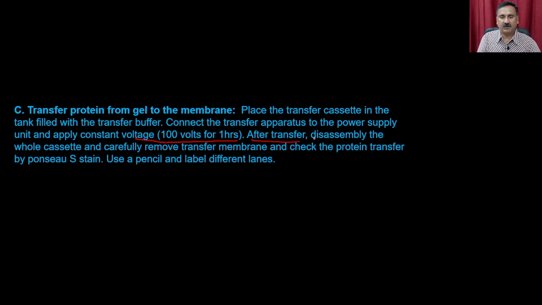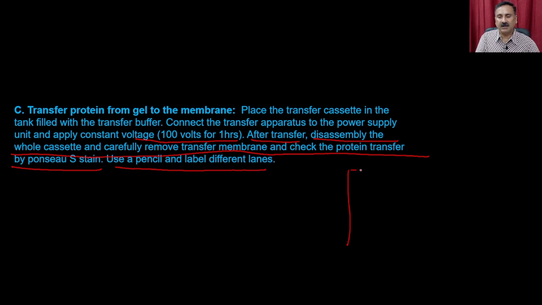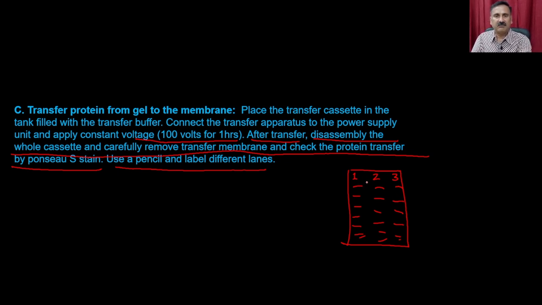After the transfer, you disassemble the whole assembly and carefully remove the transfer membrane and check the protein transfer by Ponceau stain. Use a pencil and label the different lanes. Initially, since you are doing a Ponceau stain, you're going to see the bands. So you take the pencil and write lane number one, lane number two, lane number three, like this, because the pencil writing is going to remain there. You cannot use a permanent marker because the subsequent steps may remove that.